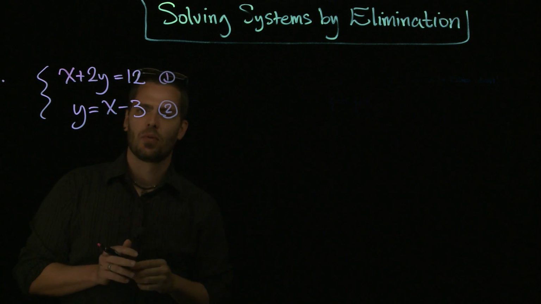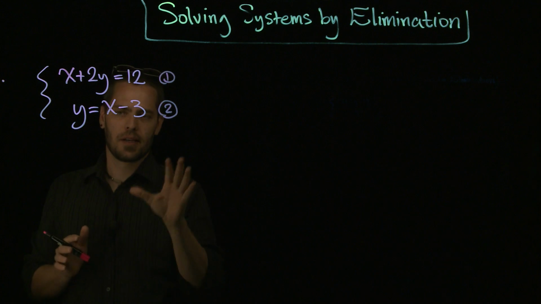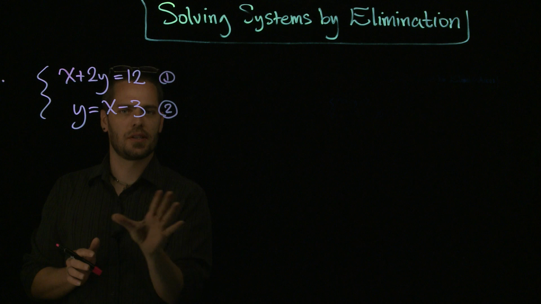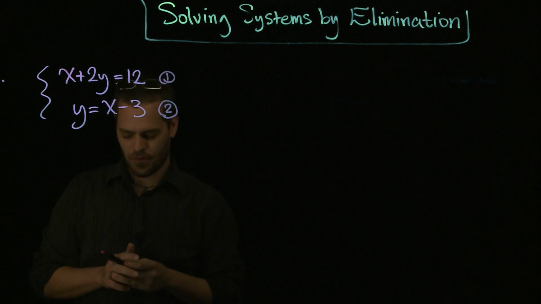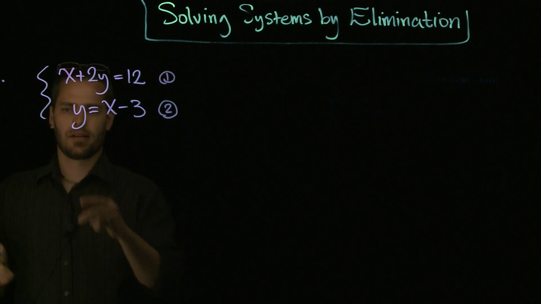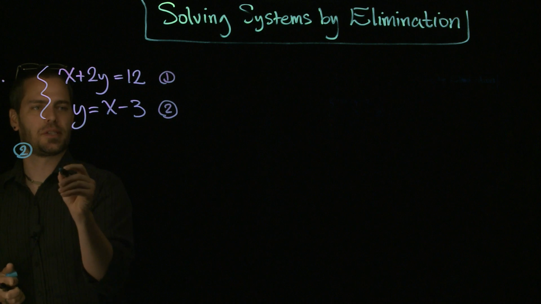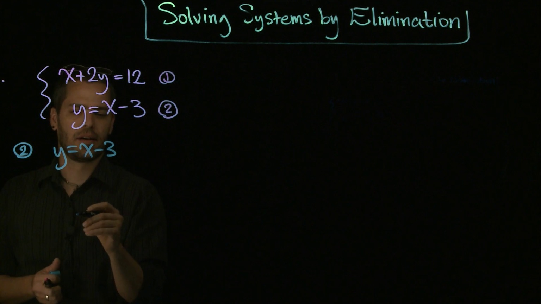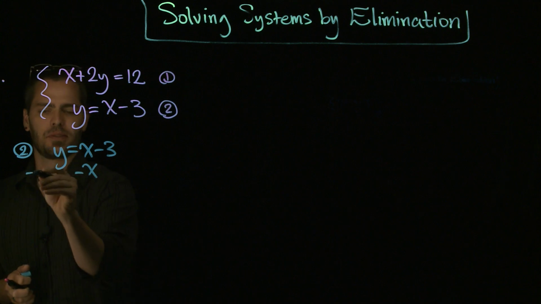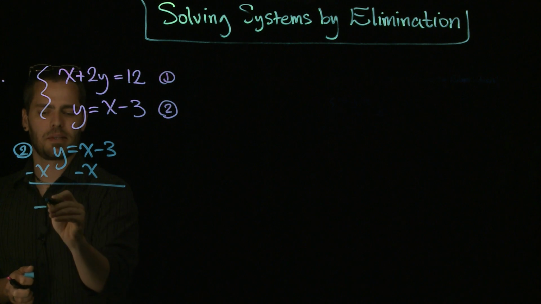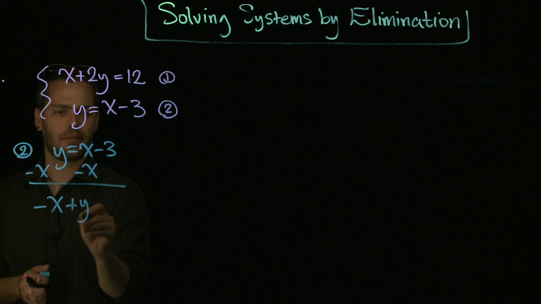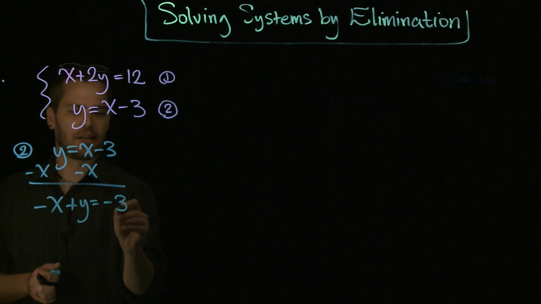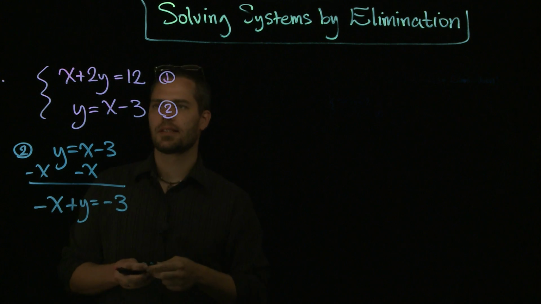Okay. What I'm going to do now is move things around in equation number 2 so that I have it in the standard form. With my equation number 2, y is equal to x minus 3. I'm going to subtract x from both sides. That gives me negative x plus y is equal to negative 3. And there it is in the standard form.